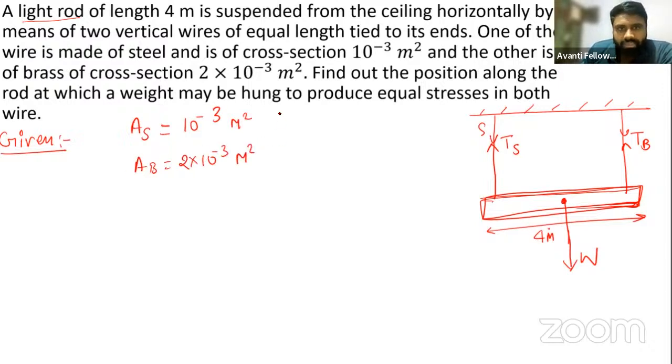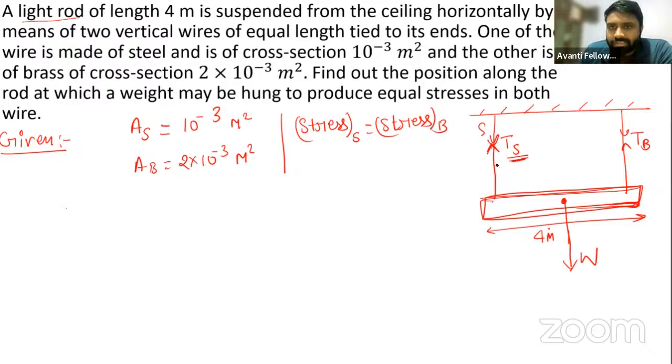Okay. And one of the things that is given is that the stress in the wire of steel is equal to the stress in the wire of brass. We know that stress is nothing but load upon area, and the load we have taken as tension. Tension is the factor causing the stress in this wire. So tension of steel divided by area of steel is the stress in steel. It is equal to the tension of brass divided by area of brass, because the stresses are the same.